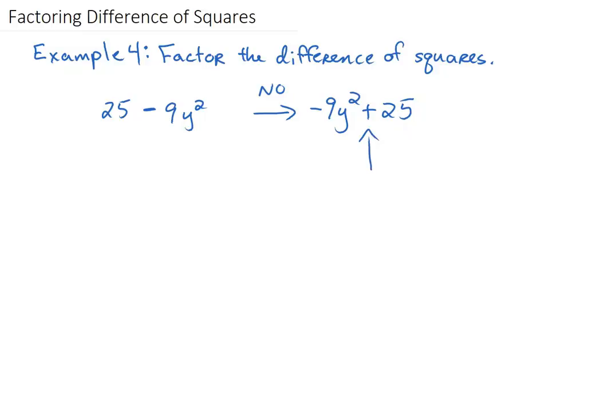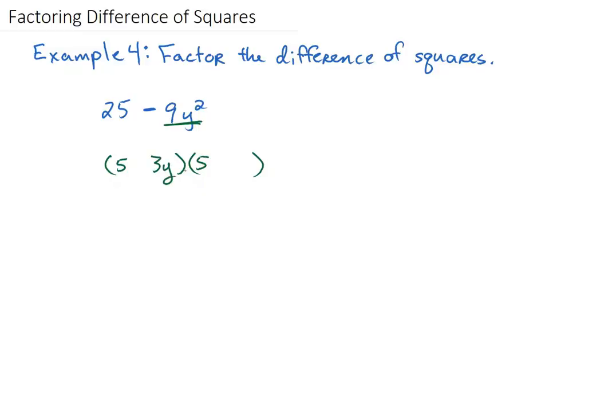So to factor this, I just set up my parentheses, and I take a square root of the first term. That's 5, so I'm going to put a 5 in both of my first slots. Now I'm going to square root the second term. The square root of 9 is 3, and the square root of y squared is y. So I put 3y in my second slots. And then we want them to be conjugates, so one's a plus and one's a minus. And that's all we have to it.